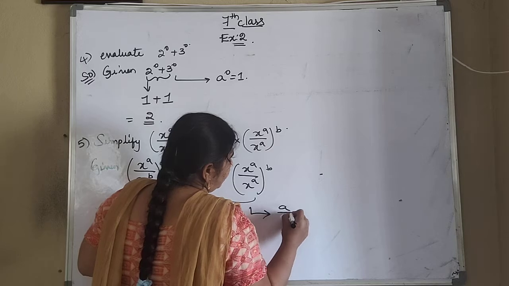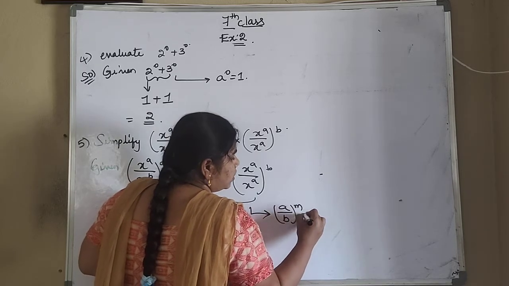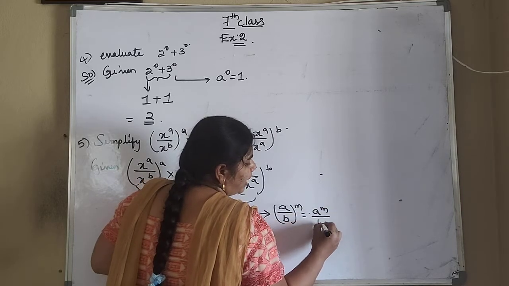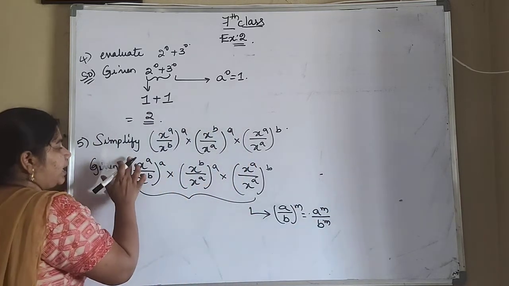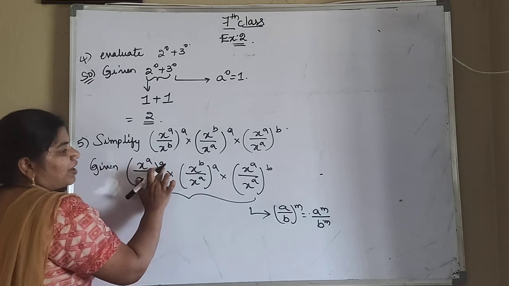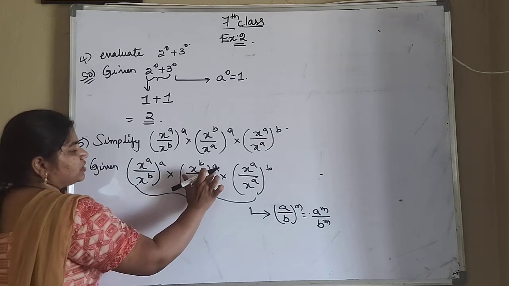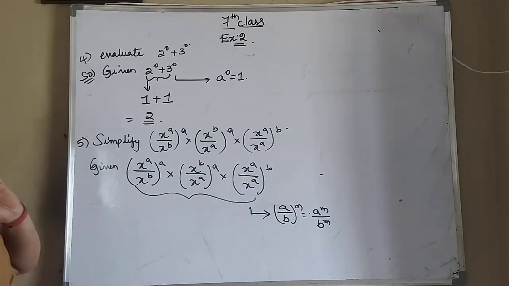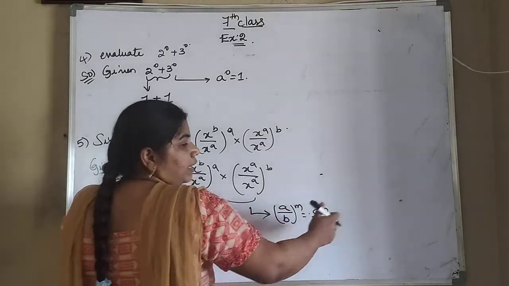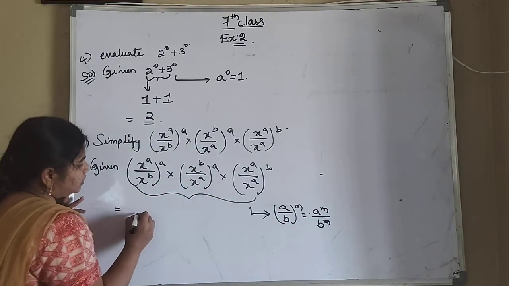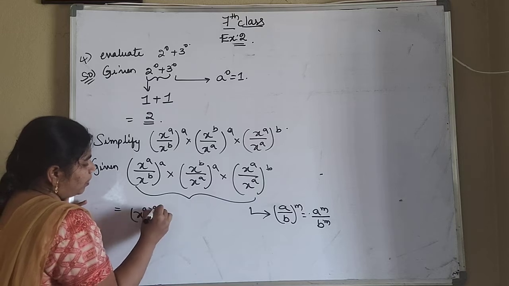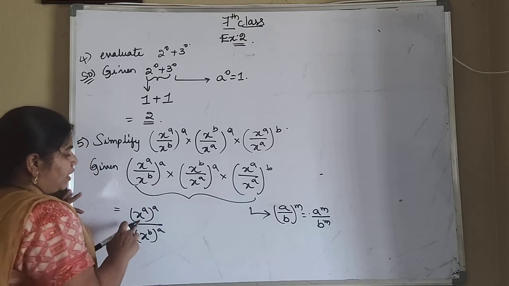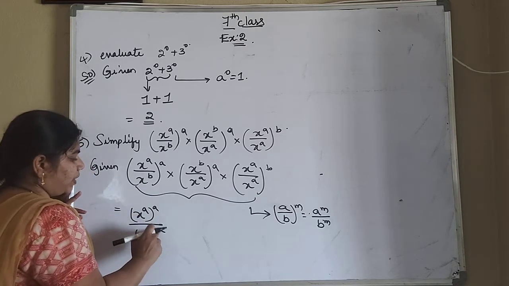So if you take all these terms, all are in the form of a by b whole power m. So what can we write? a by b whole power m we can write in the form of a power m by b power m. So this is the a by b form, this is the m value, again this is a by b form, this is the m value, again this is a by b form, this is the m value. So you will write in the form of a power m by b power m. So how can you write this? x power a whole power a by x power b whole power a.